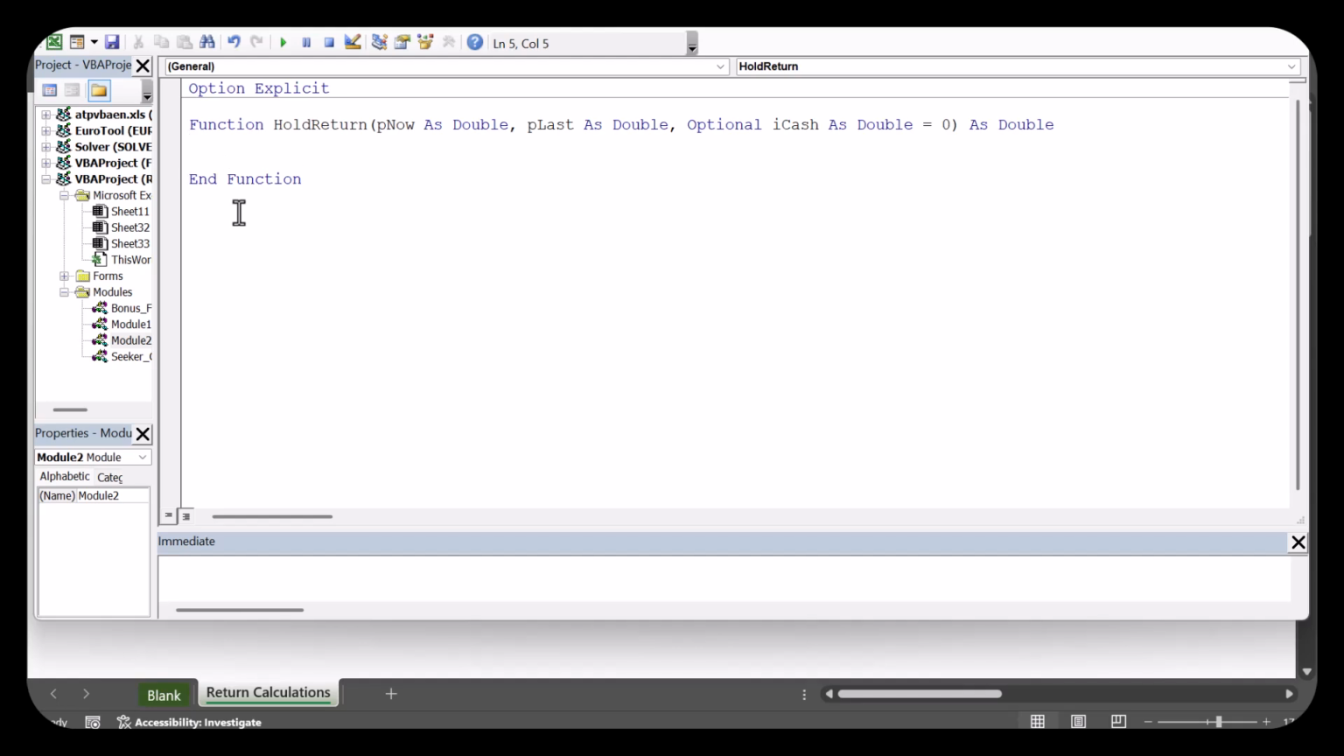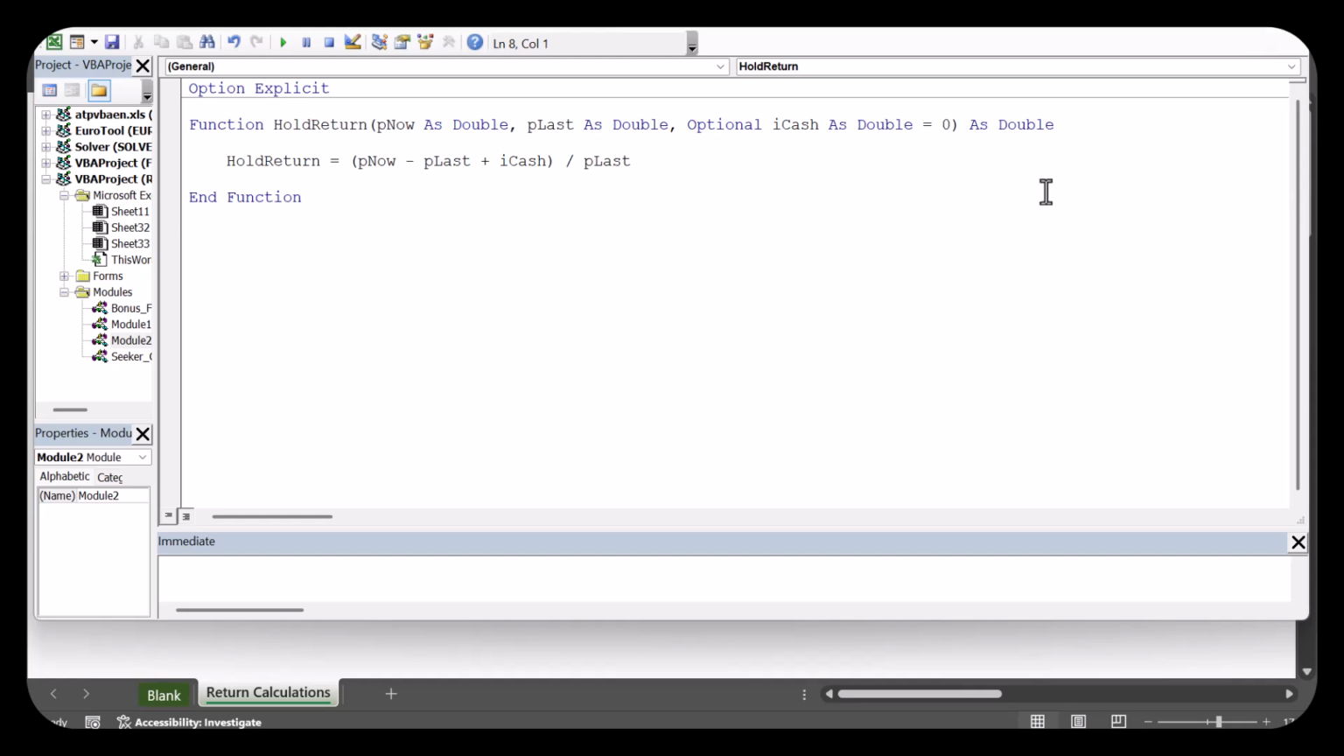And hold return is equal to, let's just go ahead and do it. P now minus P last plus iCache, divided by P last. That's it. It's simple.